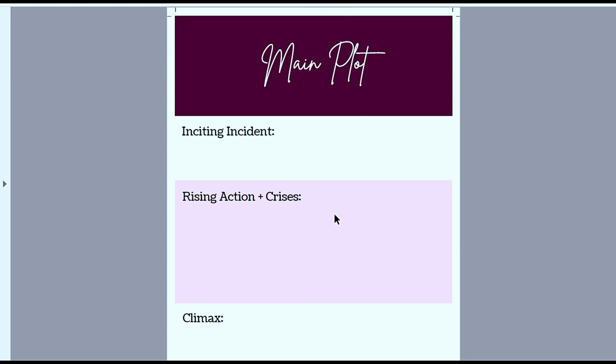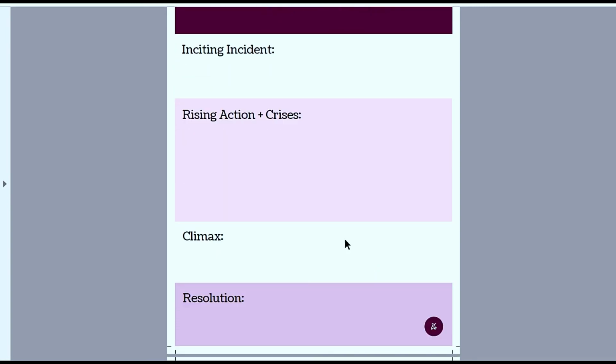Then we have the rising action and crises. So rising action and crises is where the conflict builds up from your inciting incident to your climax, and crises are mini climaxes, or climaxi. I don't know what the plural form of climax is, but yeah, so you have kind of a mini climax every time there's a crisis. Then climax is obviously the peak of the conflict in your novel, where the two forces clash, and resolution is where it comes down after the climax. What is the aftermath of the climax?